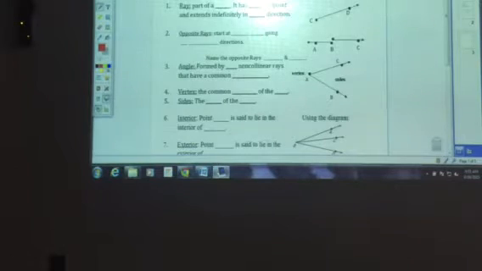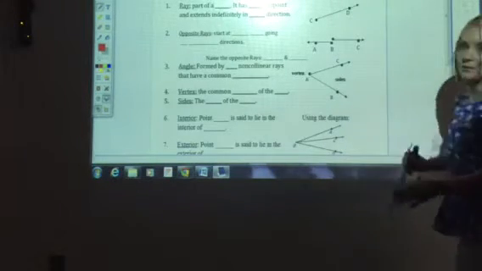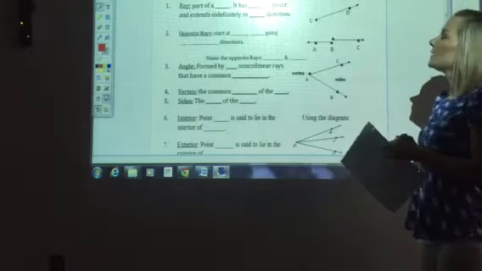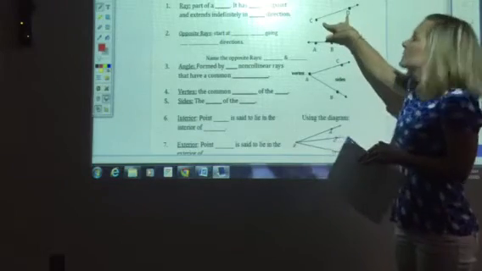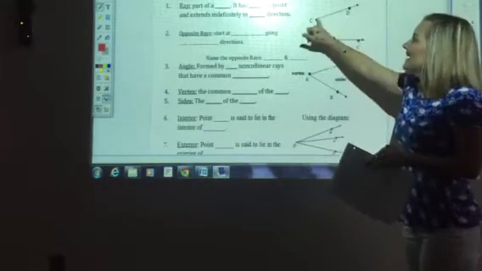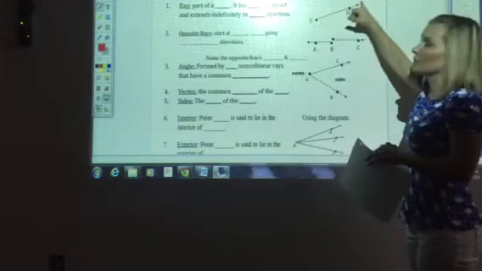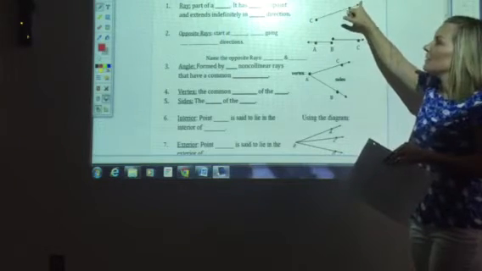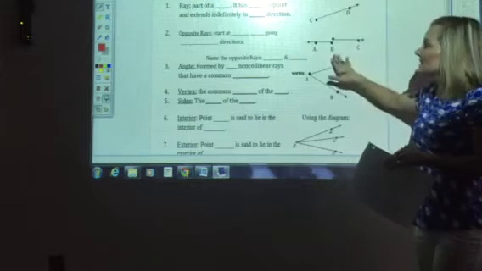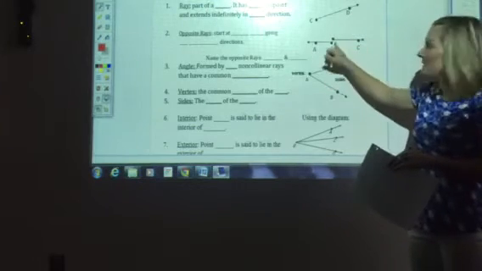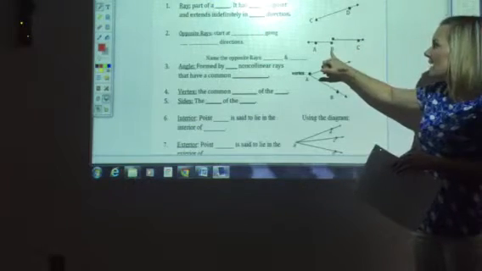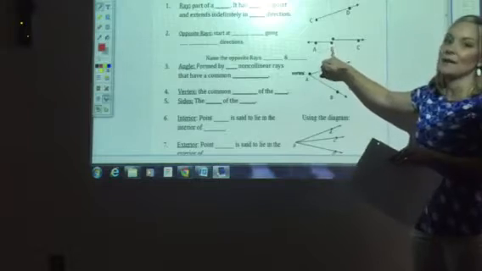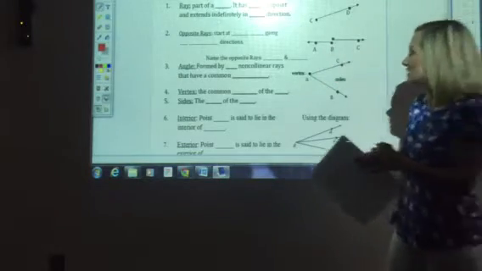Alright, so today we're going to talk about angles and angle measure. Our first term is a ray. Here's what a ray looks like. It has an endpoint and it goes on forever in only one direction. Opposite rays are two rays that have a common vertex. They share a common point, but they go on forever in two different directions.